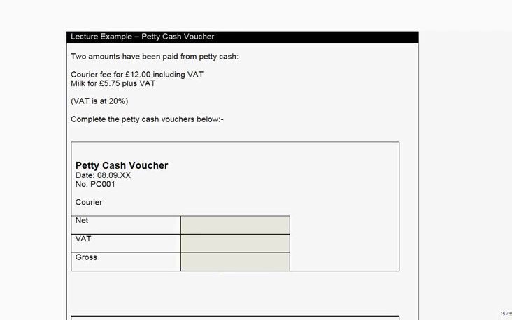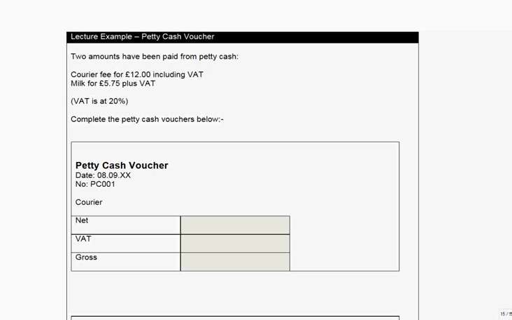Now this next lecture example about courier fees and milk filling in the petty cash vouchers is very, very similar to the one above. So I strongly recommend that you pause the presentation now and that you have an attempt at this one on your own first of all. So if you're ready, pause the presentation now. So what we should have got then is as follows.